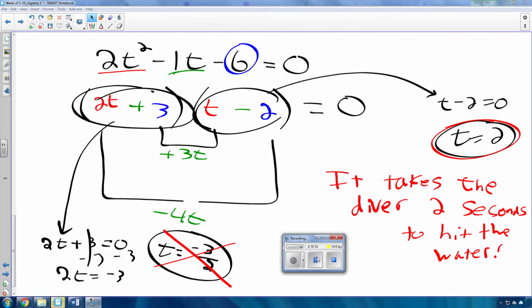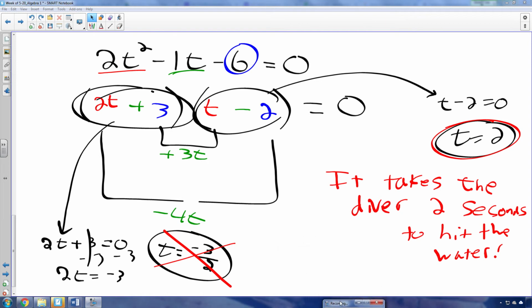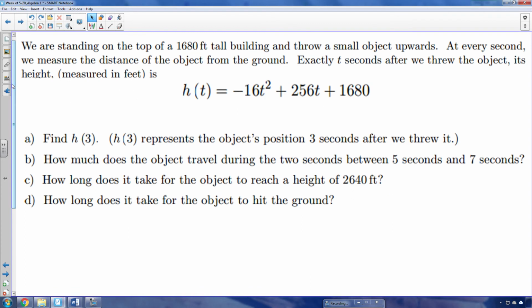All right, so we're going to press on to another problem here. We're standing at the top of a really tall building, let's put it that way, 1680, right? And we throw a small object upwards. We measure the distance of the object from the ground. This is the equation. They kind of put everything in there.